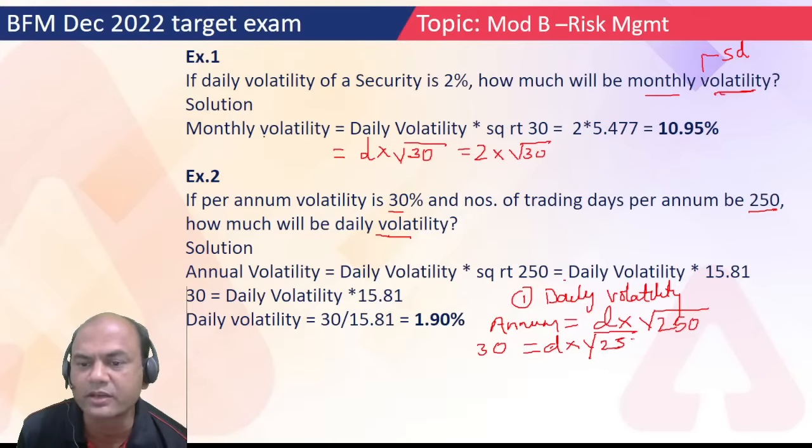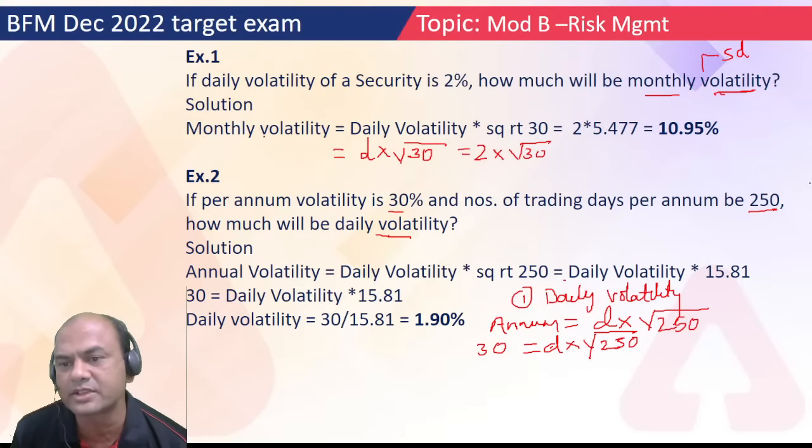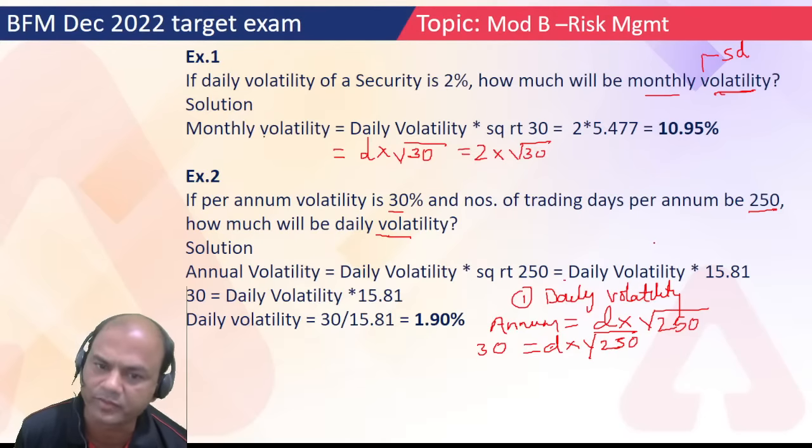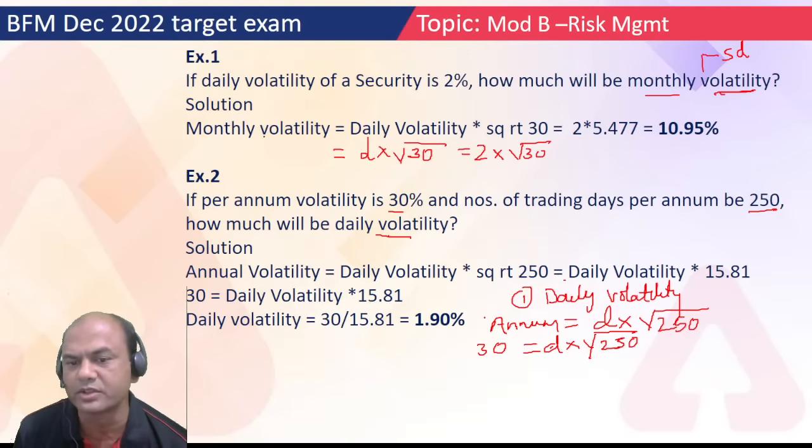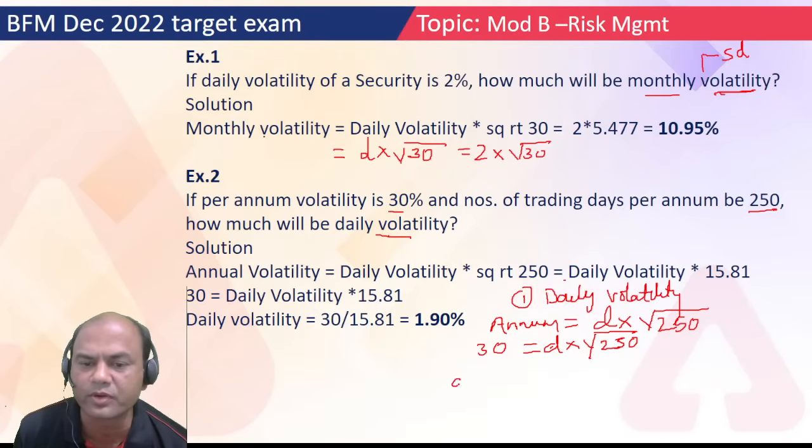If it is given in the exam that we should take 250 or 365 days, then take that only. So what is the square root of 250 now? It is 15.81. So 30 equals D into 15.81. So D equals 30 upon 15.81, which is 1.90.